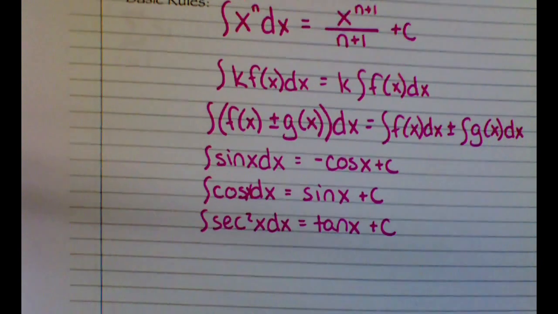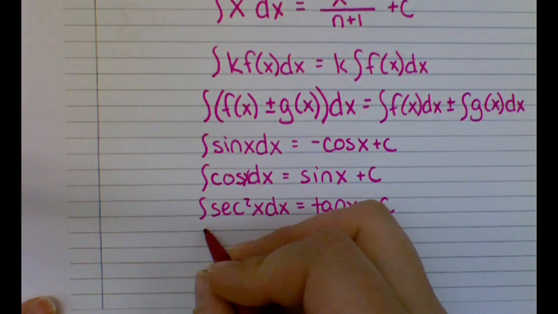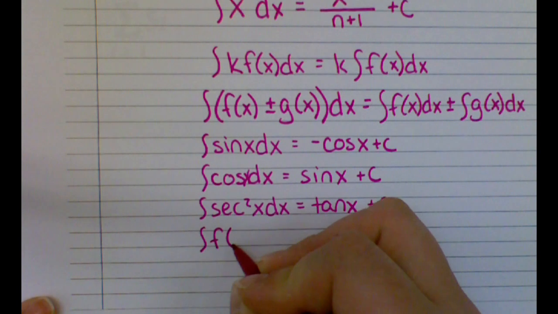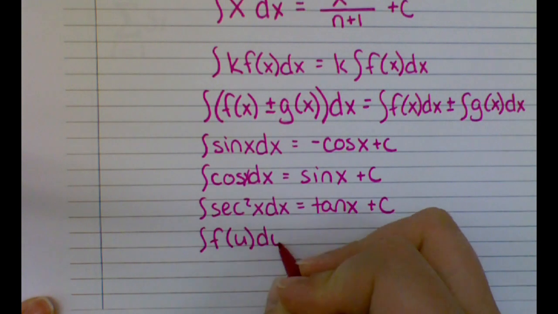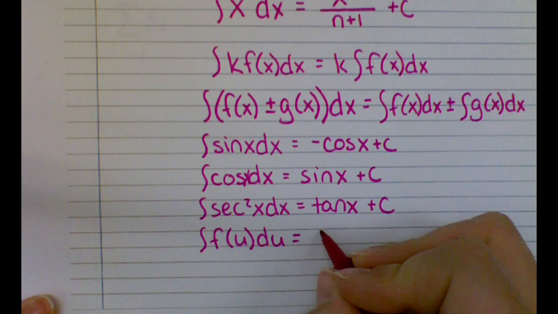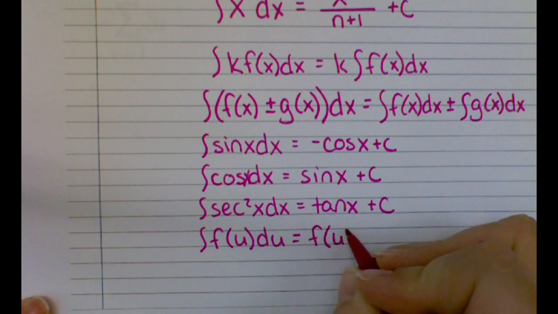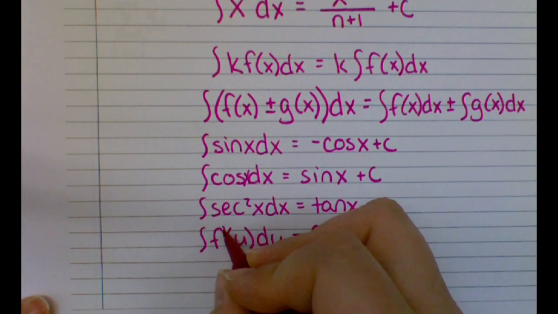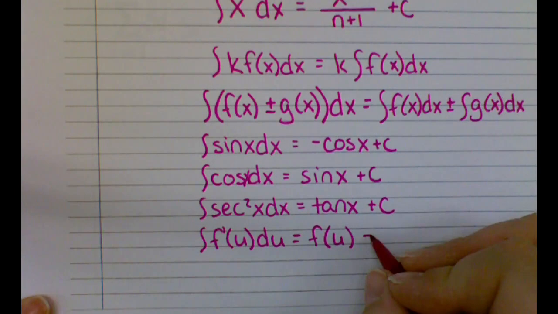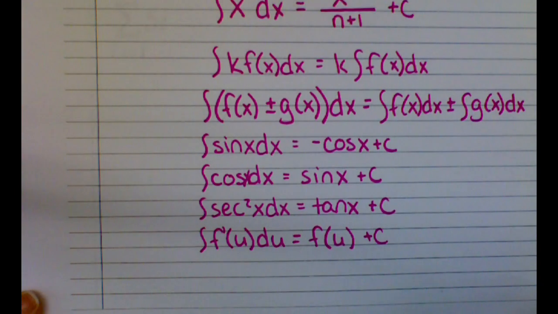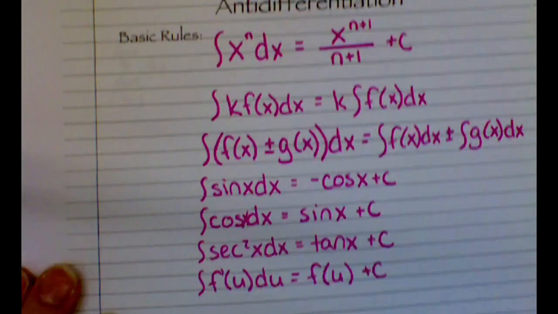Also, basic rules. We use our u substitution, right? If you can rewrite it as f of u du, we just have f of u, call that f prime of u du, f of u plus c, and then you substitute the u back in. And those are really our main antidifferentiation basic rules.